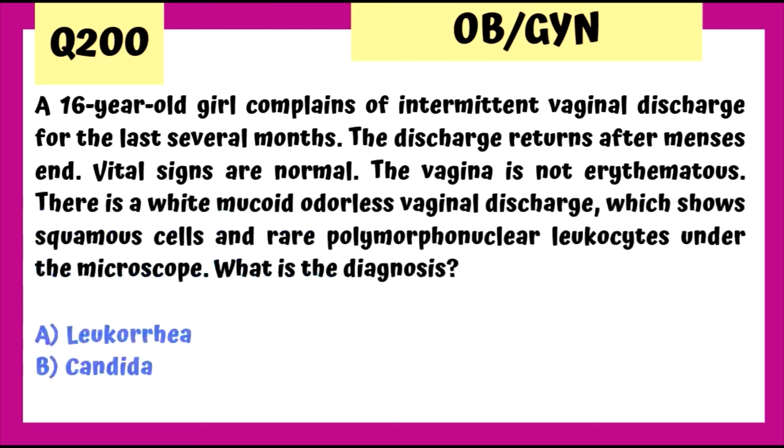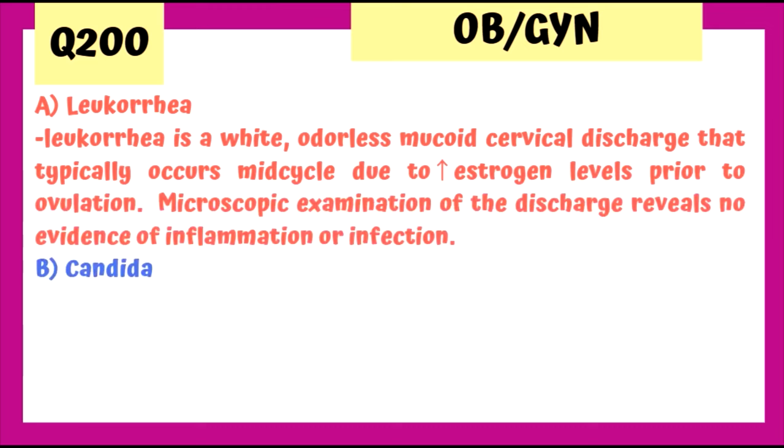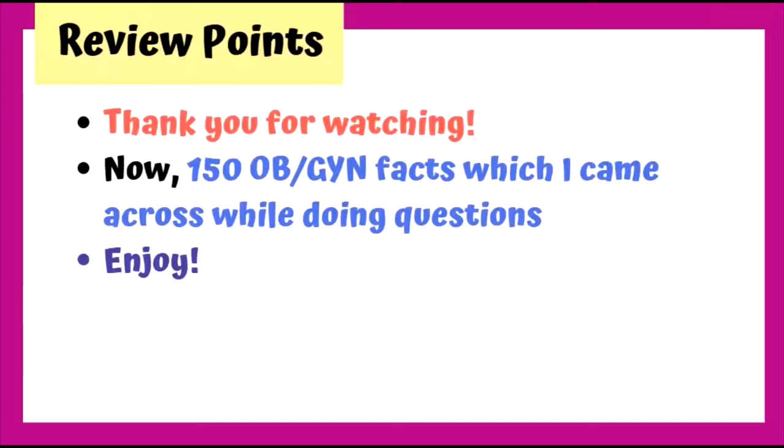Question 200, a 16-year-old girl complains of intermittent vaginal discharge. Not erythematous, there's white mucoid odorless vaginal discharge which shows squamous cells and rare polymorphonuclear leukocytes under the microscope. That's leukorrhea. It's a white odorless mucoid cervical discharge that typically presents mid-cycle due to increased estrogen levels prior to ovulation. A microscopic exam of the discharge reveals no evidence of inflammation or infection. And that's what we have over here.